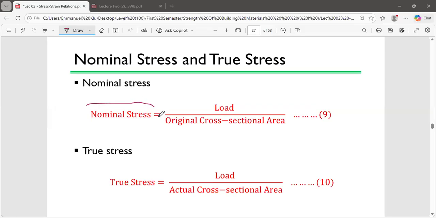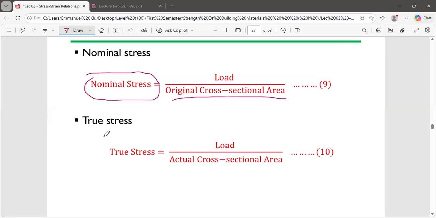The nominal stress is calculated using the formula load over original cross-sectional area. Take note that the true stress is calculated using load over the actual cross-sectional area. So at this point, I want someone to tell me the difference between the true stress and the nominal stress. Any volunteer?